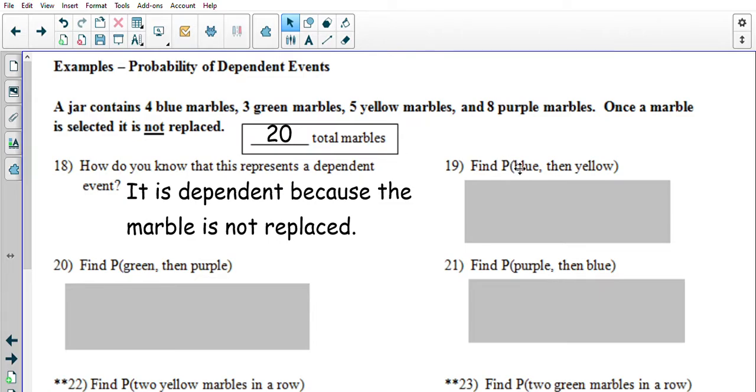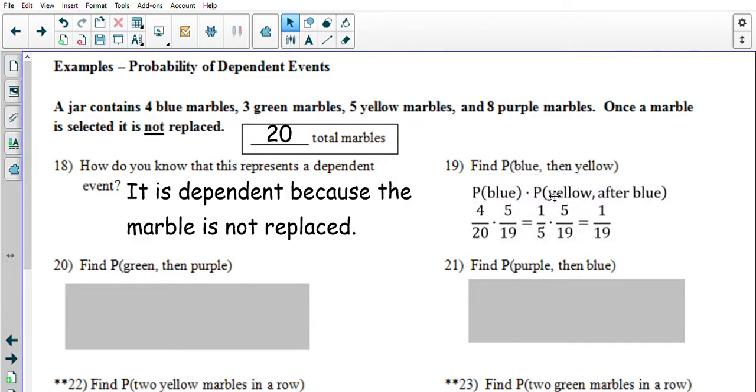So number 19, find the probability of blue, then yellow. So find the probability of blue. That is going to be 4 out of 20. Then we want to find the probability of yellow, but after we took that one blue out, and we didn't take all 4 out, we just took one blue marble out, even though the probability is 4/20. Now we have 5 yellow marbles, but we only have 19 marbles left. So that denominator decreases by 1. So it's 4/20 times 5/19. That's 1/5 times 5/19. You can cross out the 5's here because we had a 5 here and a 5 here diagonally. You get 1/19 for your solution.